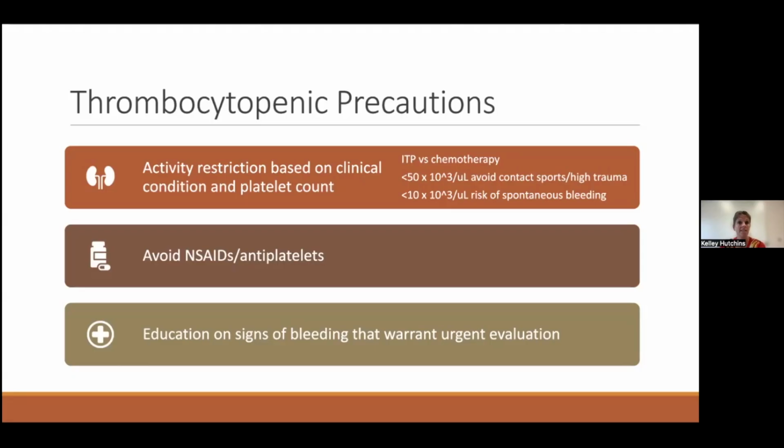Avoiding NSAIDs and other antiplatelet agents because these can affect platelet function. So they don't decrease the count, but they can affect how platelets work. Aspirin, of course, has a very long half-life.